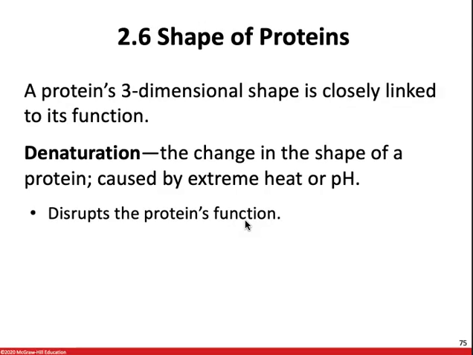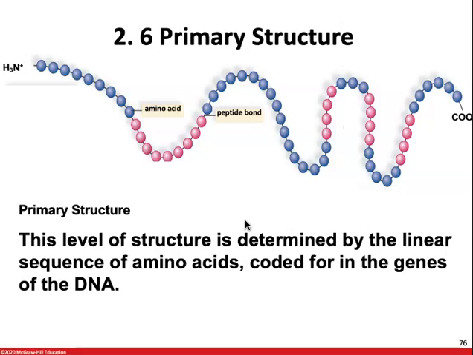Proteins ultimately have 4 levels of structure: primary, secondary, tertiary, and quaternary. And we're going to start off by looking at the primary structure of a protein.